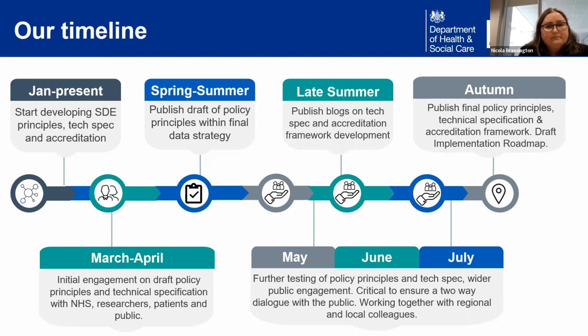In late summer, we will be publishing blogs on the technical specification and the accreditation framework, letting you know where we've got to with that. Along with that, there will be ongoing engagement. Then in autumn, we're looking to publish the finalized policy principles after we've had that consultation over the summer, and then the tech spec and the accreditation framework. Once we have those more firmed up, we'll be looking at releasing a draft of the implementation roadmap as well.